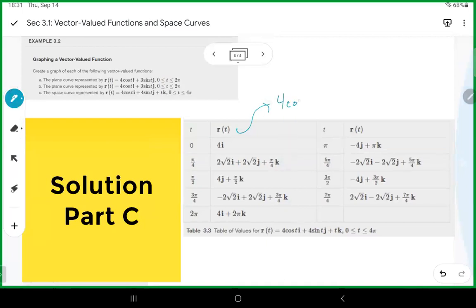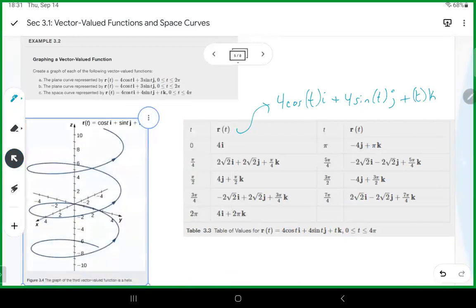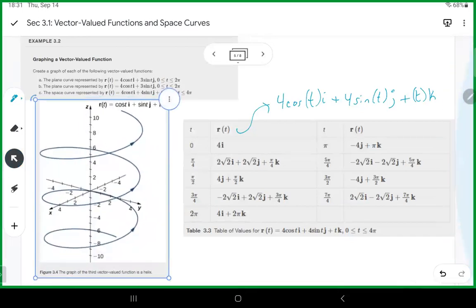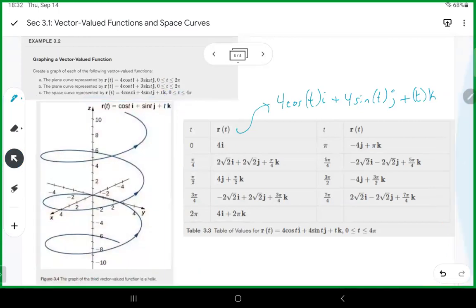Okay, so this one is 4. I'm going to look at the bottom now, even though I think they do match. 4 sine e j plus t. Okay. All right. And then you can see this fun little spiral. It's actually a helix, but they remind me of slinkies. I don't know about you, but that's what they remind me of.